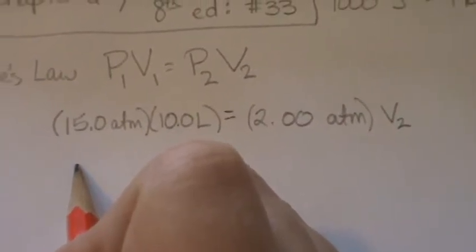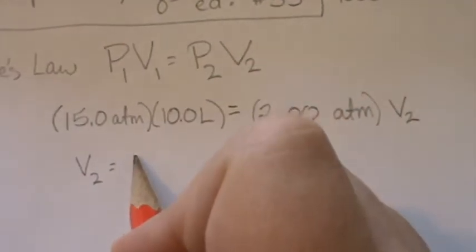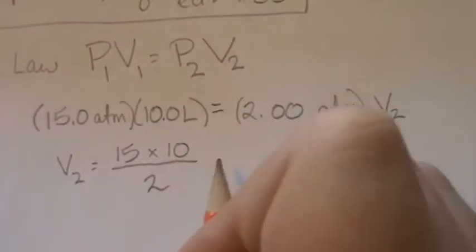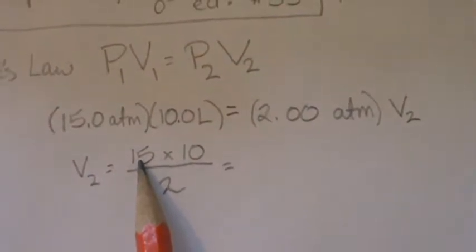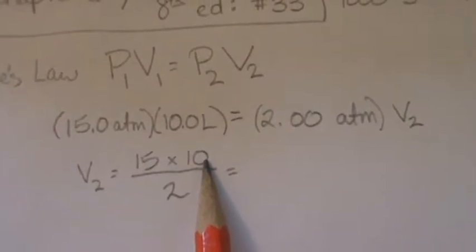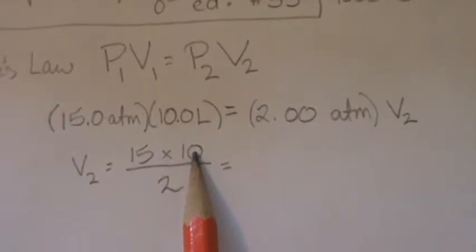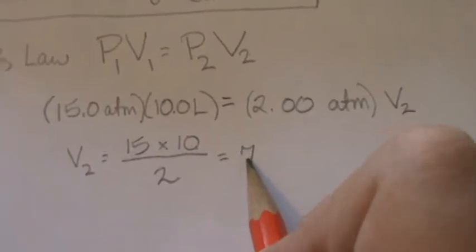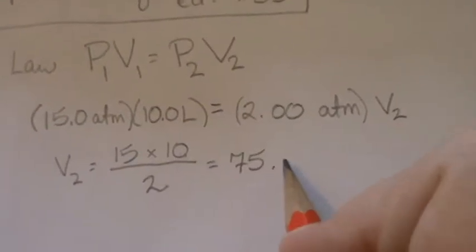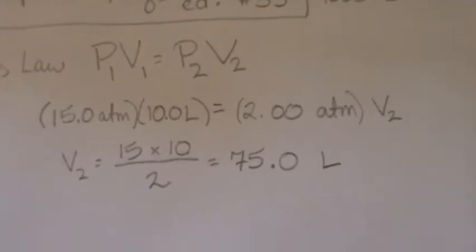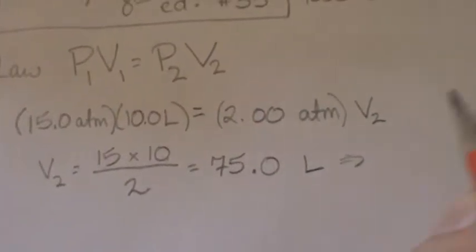So then V2 is equal to 15 times 10 divided by 2. All right, so 15 times 10 is 150. I don't even need a calculator for this one. 150 divided by 2 is 75. We can have 3 significant figures here, so it's 75.0 liters. And that's our final volume.